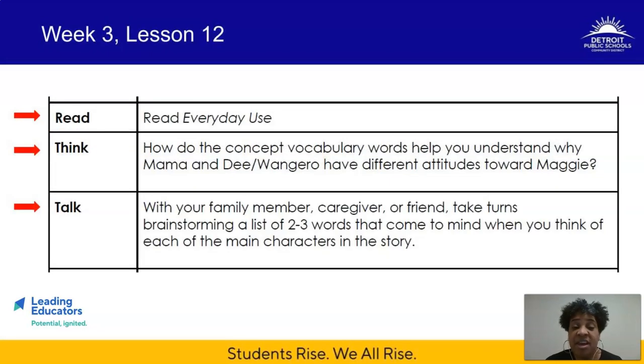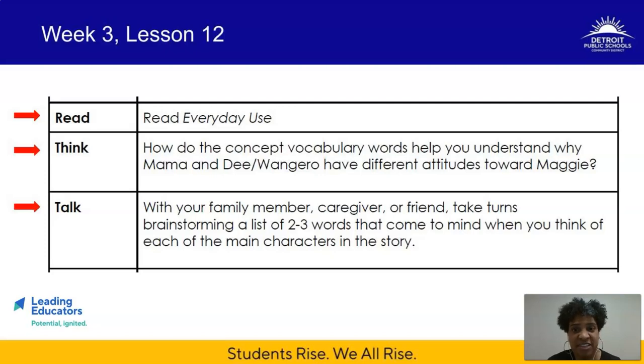It's coming. Again, our read, think, talk, write protocol, in full effect with a closing activity. Today is no different. You are going to be talking with a family member, caregiver, or friend about words that you think describe the main characters of the story. So it's a brainstorm activity, kind of a free-flowing, free response type activity where you think about characters like Wanjero, you think about Mama, you think about Maggie, and you're going to generate a list of 2 to 3 words that describe each one off the top of your head, right? Quick responses. And then you're going to write those responses down in the talk section of your note catcher.